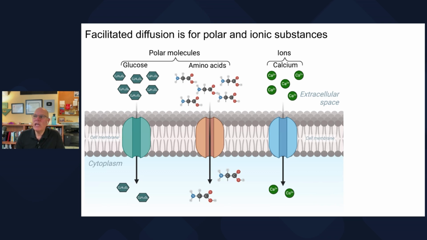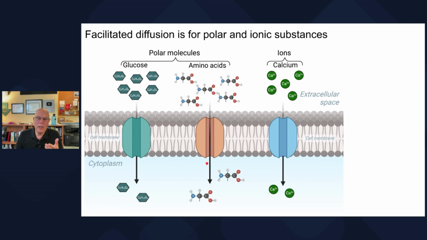Facilitated diffusion is for polar and ionic substances. So here's glucose. Glucose is going to require a channel. Why? Because glucose has all these hydroxyl functional groups on the outside. It's not going to be able to make it through. The cell needs glucose, and the way that the cell gets its glucose is by letting it diffuse through from higher concentration to lower concentration through a protein channel.